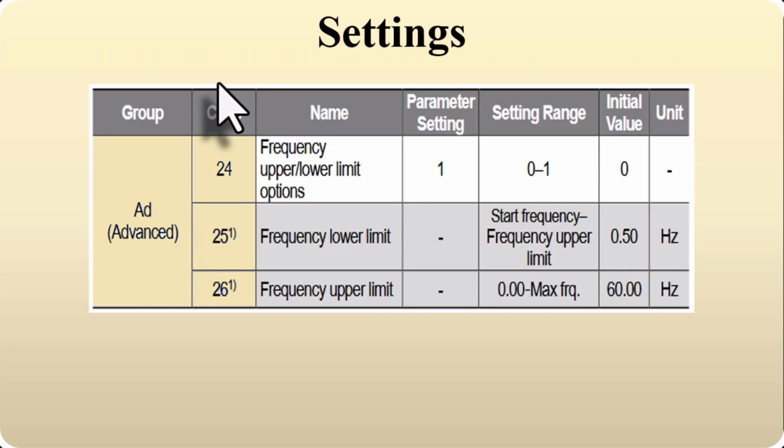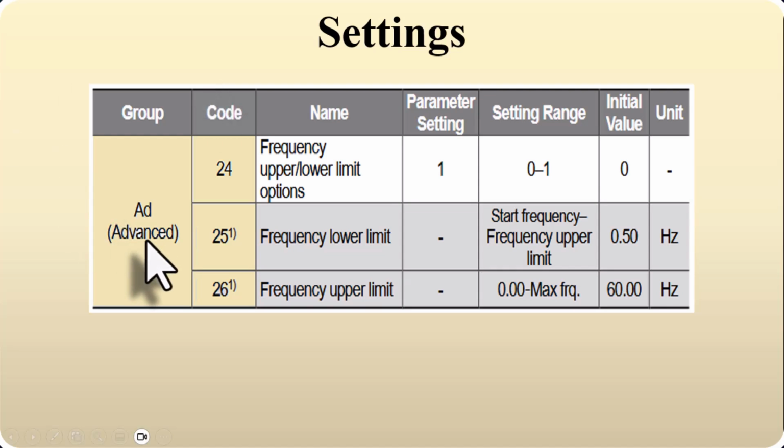If we want to set an upper and lower limit in the inverter, in addition to the maximum frequency we define and set, so that our inverter doesn't exceed that frequency or drop below a certain frequency, we can use the frequency limit feature.